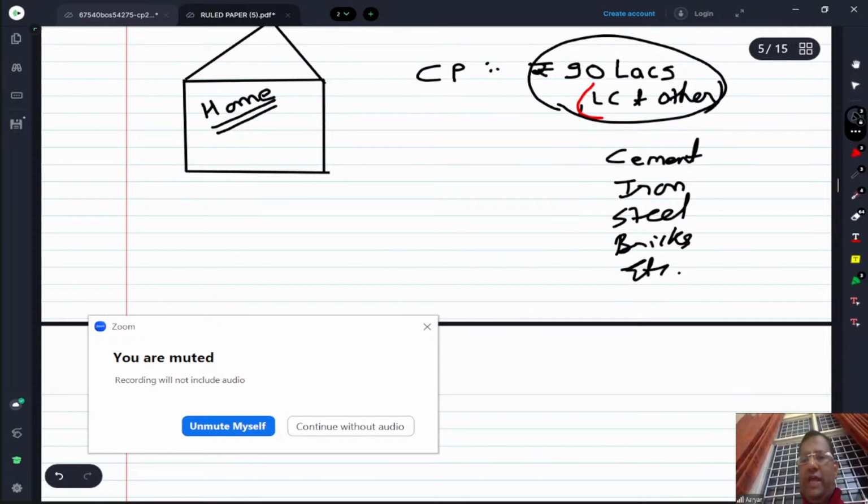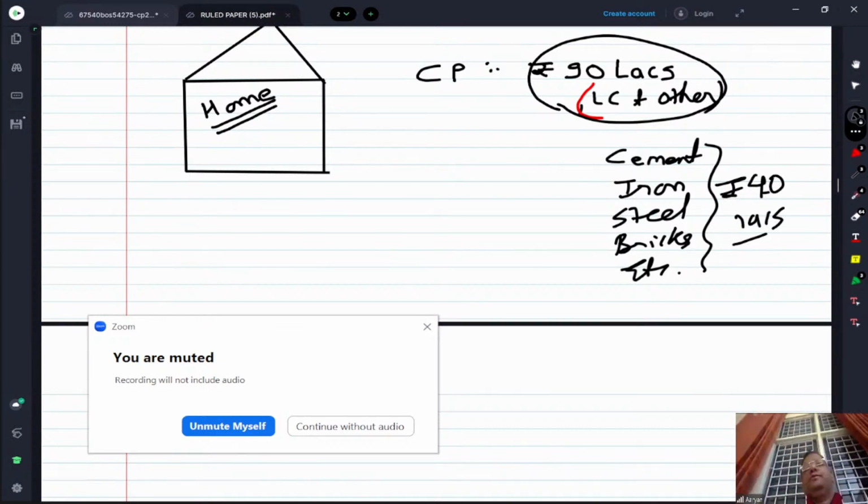Okay, suppose the estimation given by the supplier is rupee 40 lakhs for this cost. So the estimated cost of my home construction is about 1.3 crore rupee. 90 lakh I will pay to the contractor, and 40 lakh rupee worth of material I have to purchase for my home. Okay. Now I've entered another contract with the supplier.